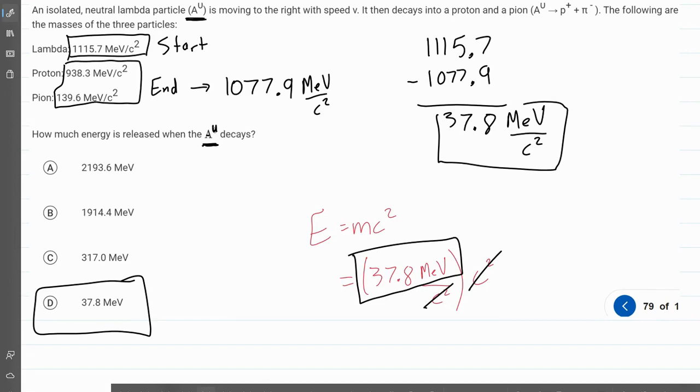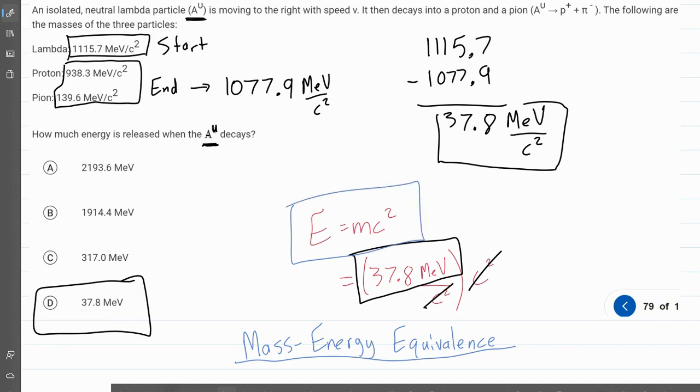But E equals mc squared, once again, this is called mass energy equivalence. So this mass energy equivalence, you now know how to use these terms right here. You know how to use that equation. Congratulations. I think you can call yourselves real physicists now.